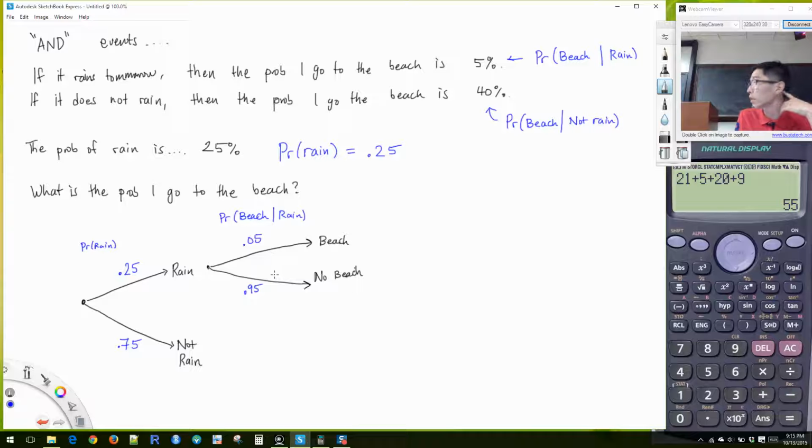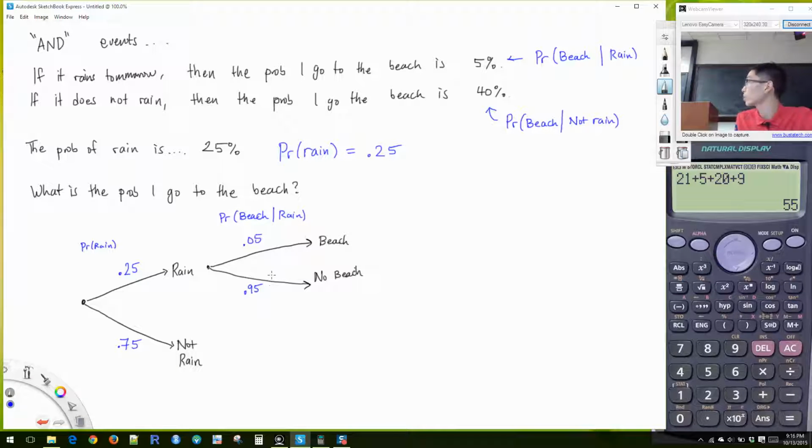0.95, right? So once it's raining, I either go to the beach or I don't go to the beach. Once we've gone down this path that says it's raining, I either go to the beach or I don't go to the beach. Probability I go to the beach is 5%. Probability I don't go to the beach is now 95%.